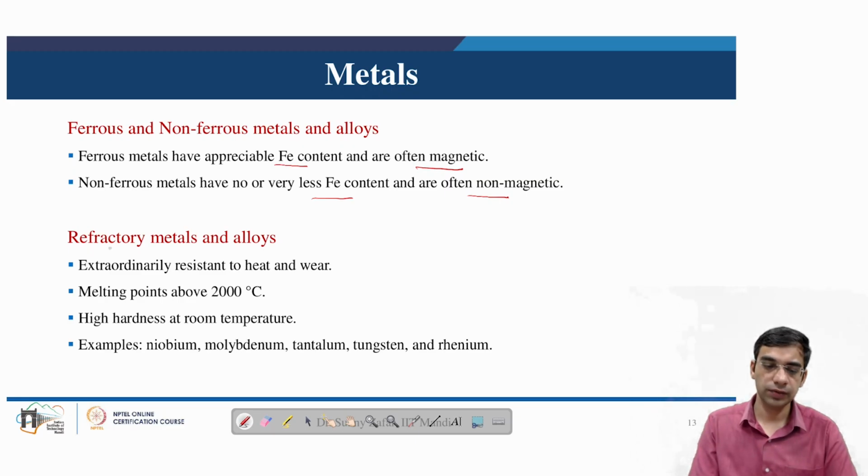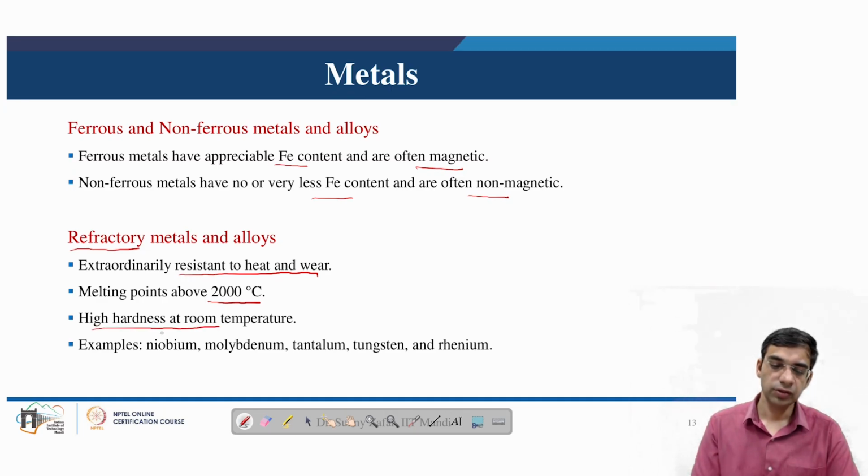Then there is a special class of metals and alloys known as refractory metals and alloys. How are they different from metals? Refractory metals and alloys are extraordinarily resistant to heat and wear. Wear here is a phenomenon of gradual loss of material when two parts are in relative motion to each other. Refractory materials also have high melting points, of the order of 2000 degrees centigrade. They also exhibit high hardness at room temperature. Examples of refractory metals include niobium, molybdenum, tantalum, tungsten, and rhenium.